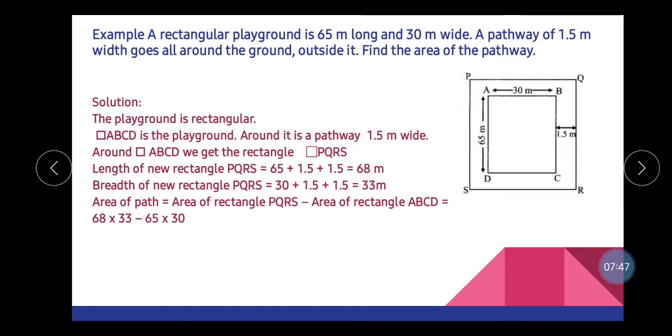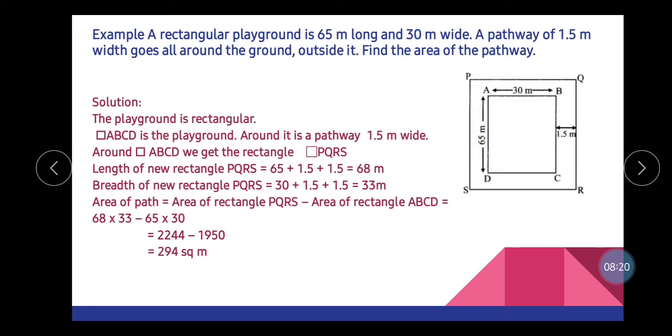That is length into breadth. And the area of rectangle ABCD we can calculate by 65 into 30, that is length into breadth. So we have written 68 into 33 minus 65 into 30. Calculating it, we get 2244 minus 1950. That will give us 294 square meter. So the area of the pathway is 294 square meter.